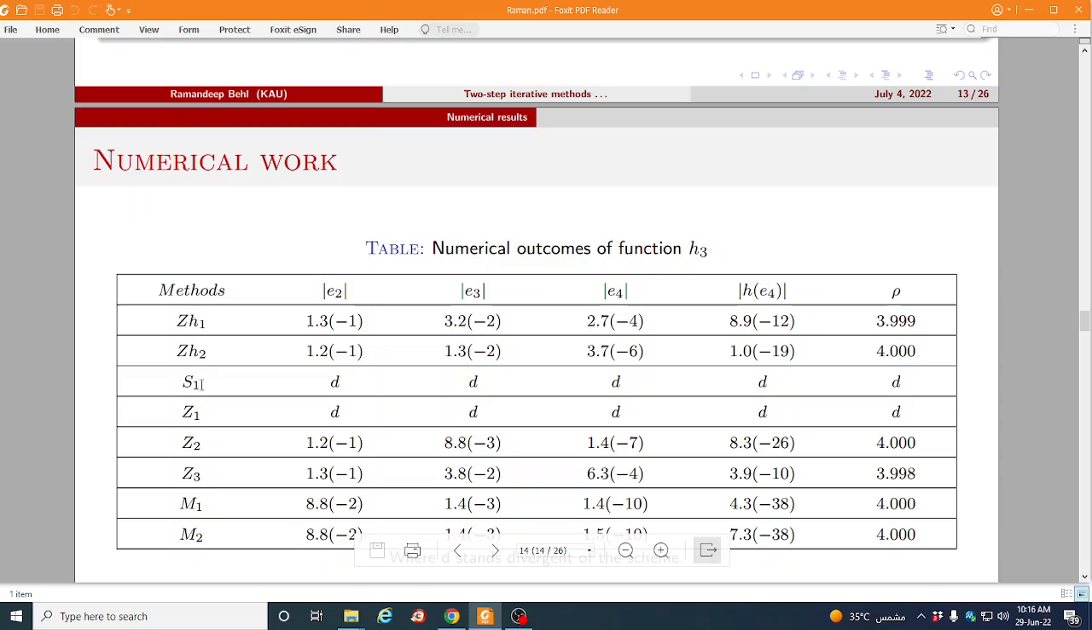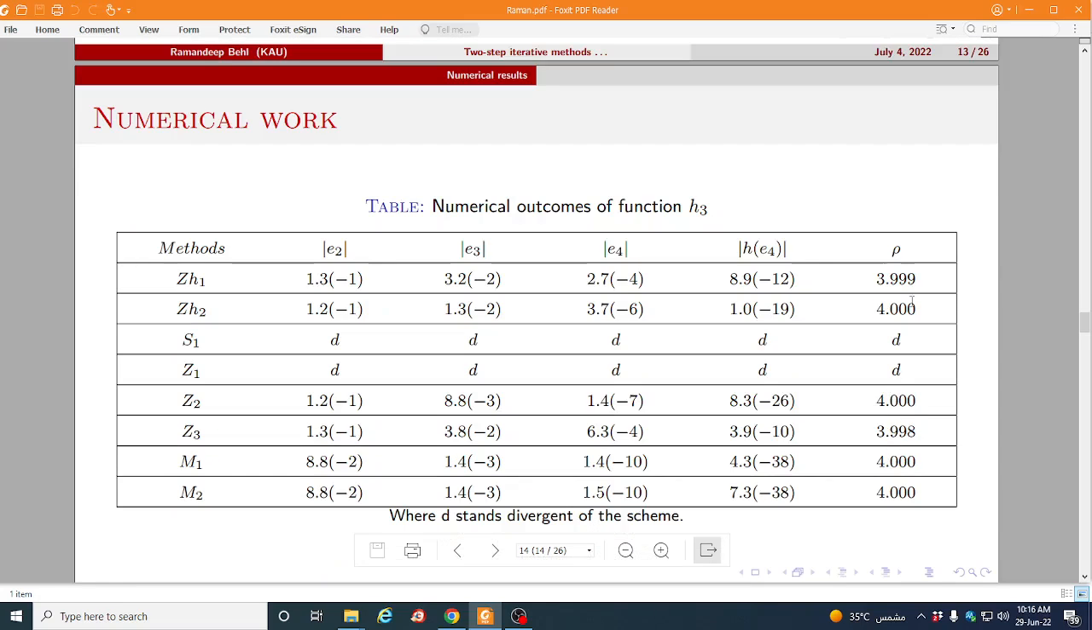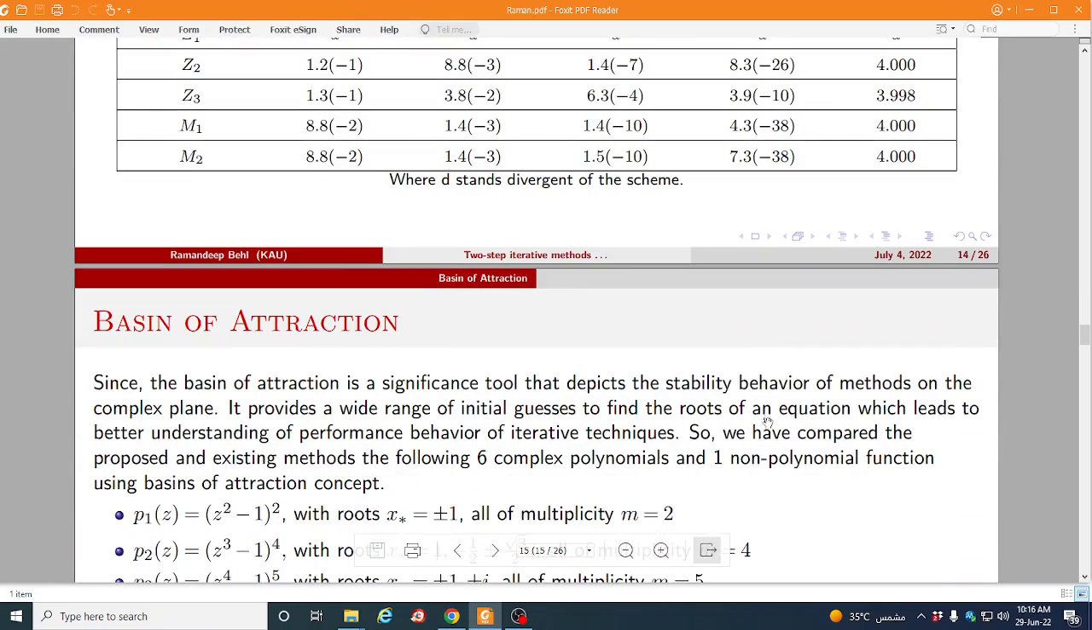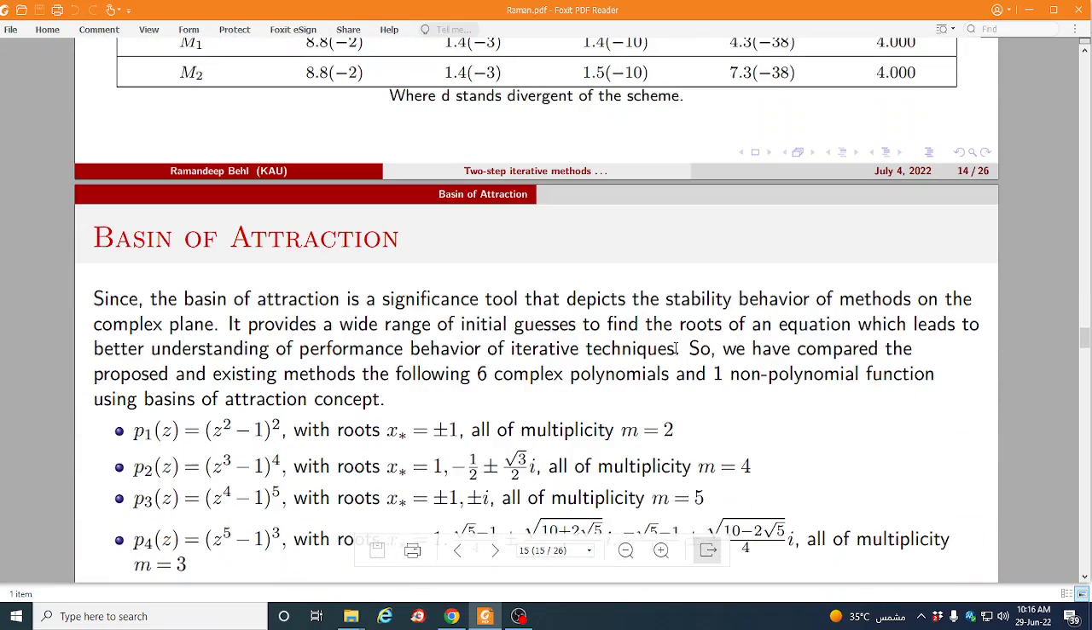Again you can see that S1 and Z1 diverge from the root, and here is the computational order of convergence. Again the residual error is -0.38, and here the lowest is 0.26, which again shows that the existing methods have a higher residual error compared to our one.